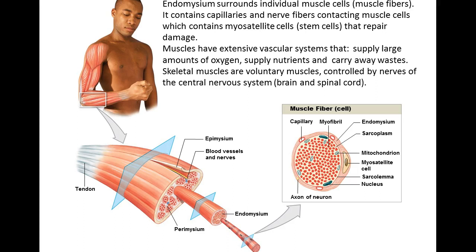Skeletal muscles are voluntary, for the most part. There are some exceptions there, but we'll go with voluntary at this point, and they're controlled by the nerves of the central nervous system. So they're actually controlled by nerves at the terminal end, but the information is coming from the CNS, brain and spinal cord.